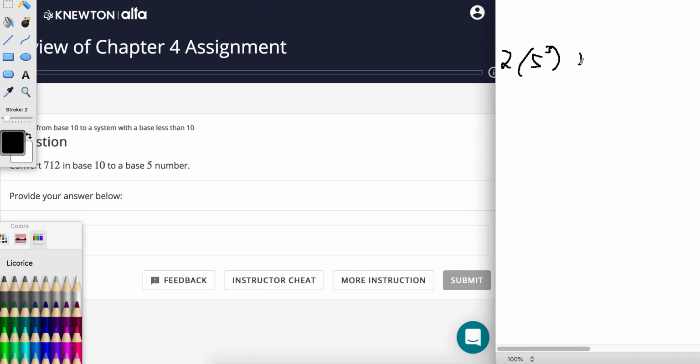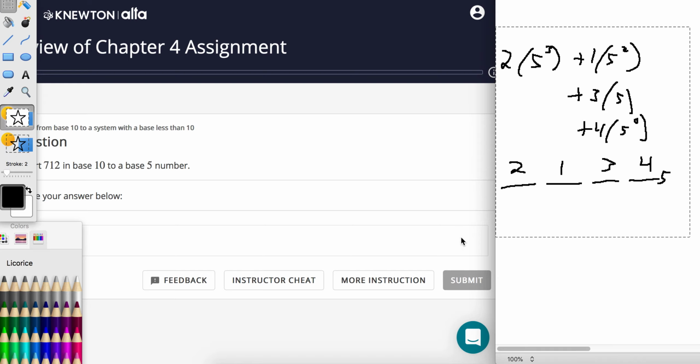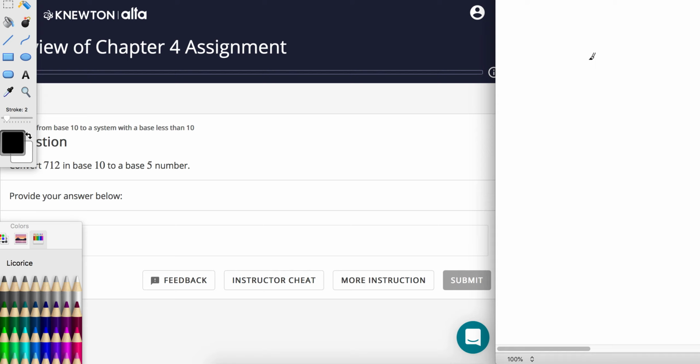Maybe there's 2 of them. Maybe there's 1, 5 to the second power. Maybe there's 3 of the 5 to the first powers, and maybe there's 4, 5 to the 0 powers, okay? So the way you'd write that number as a base 5 is 2, 1, 3, 4. And then you write in the subscript there, base 5, okay? Because there's 2, 5 to the third powers, there's 1, 5 to the second power, there's 3, 5 to the first powers, there's 4, 5 to the 0 power. So that was just illustrating how our answer is going to look, okay?